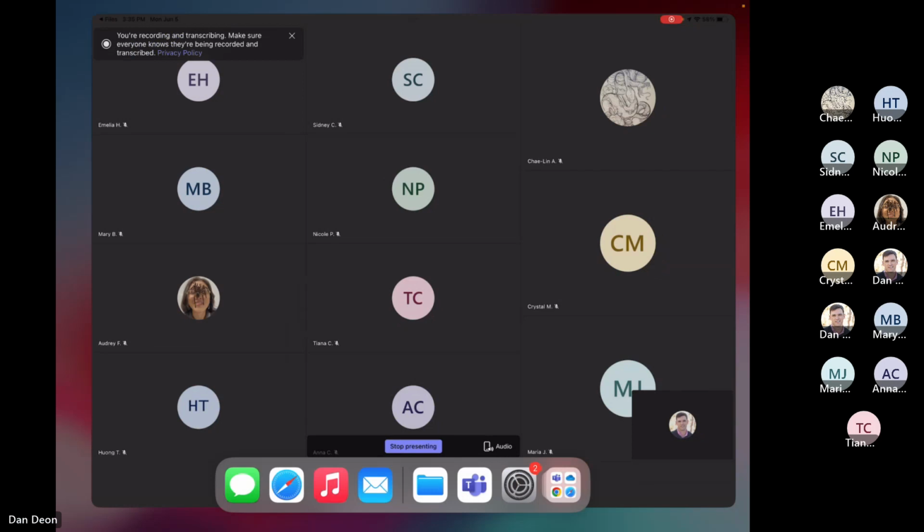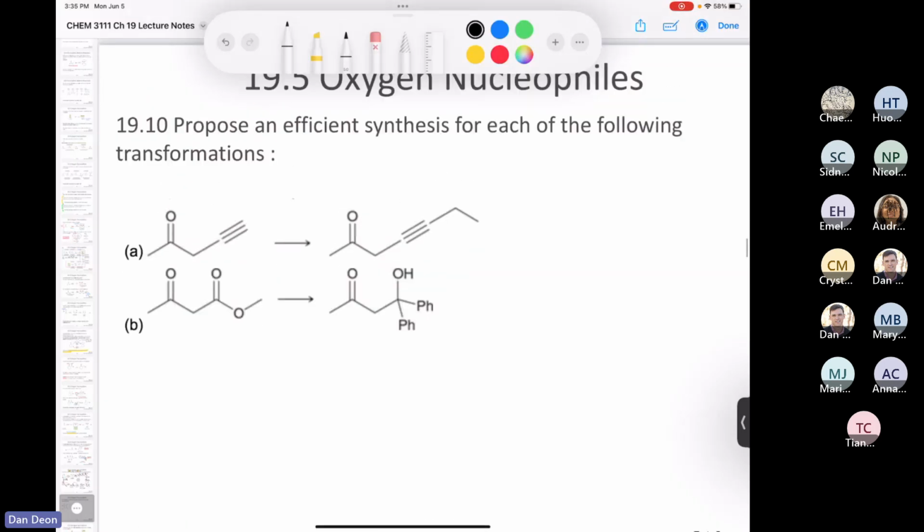All right, so we left off here, and we're trying to do both of these transformations. So the first one, we're taking this terminal alkyne, and then we want to add 2 carbons to it. And normally we would just hit that with sodium amide to do the deprotonation, and then we'd use ethyl iodide and then call it a day kind of thing.